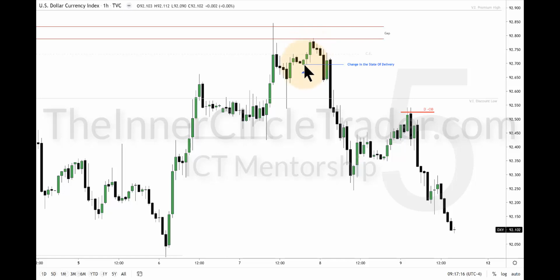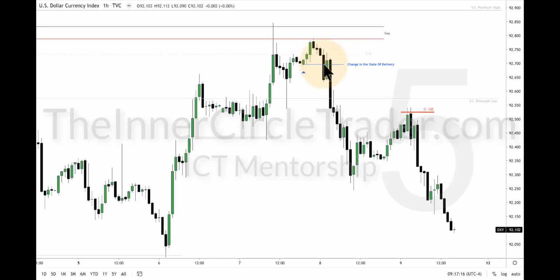The opening price there, if price trades below that, which it does right there, that is exactly when the change in the state of delivery occurs. So we had a bullish delivery, and then it becomes bearish right there at that moment. That right there is what makes the order block an order block.